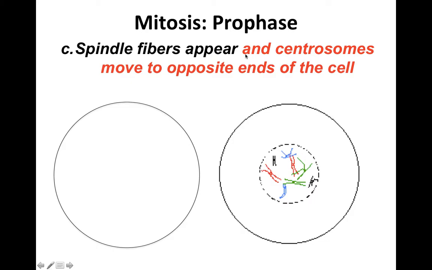The spindle fibers are going to appear. Spindle fibers are kind of like fishing line. So spindle fibers are going to appear, and you're going to draw it on this one over here once we get done with these notes. The spindle fibers are going to appear. All right, so that is going to be our prophase.